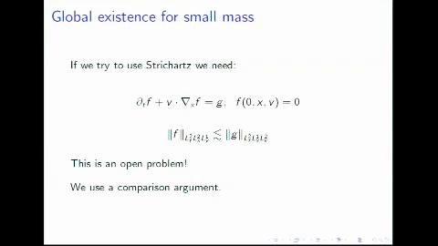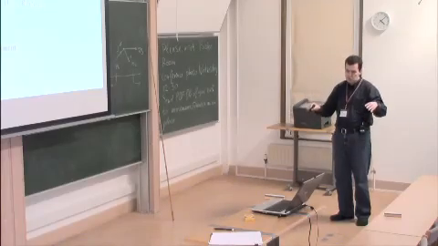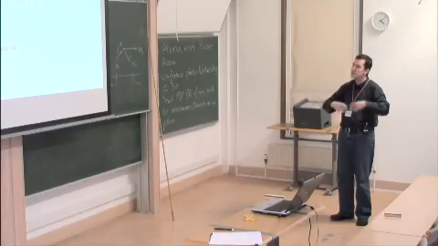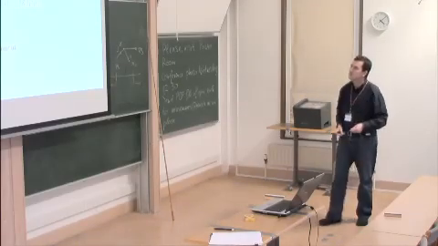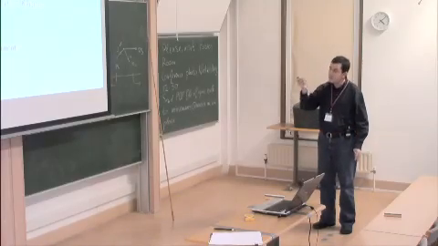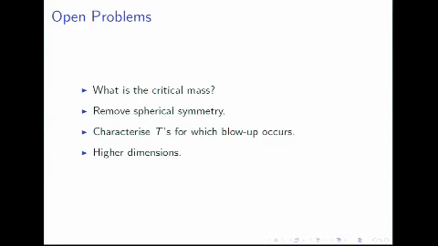So we had to do something else to prove global existence for small mass. We find a comparison function, and if we assume that the initial data are below this comparison function, then we prove that the solution remains below that comparison function. I can explain this some other time in more detail. There's no time. This is the last transparency.